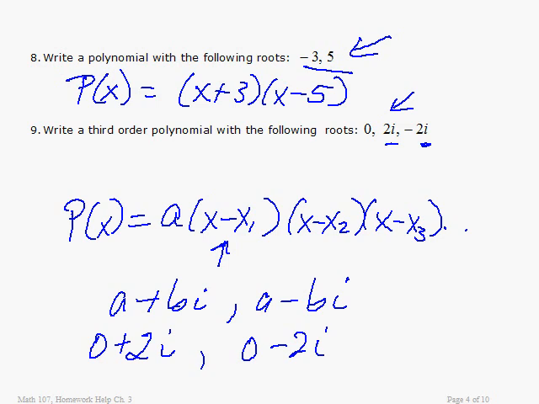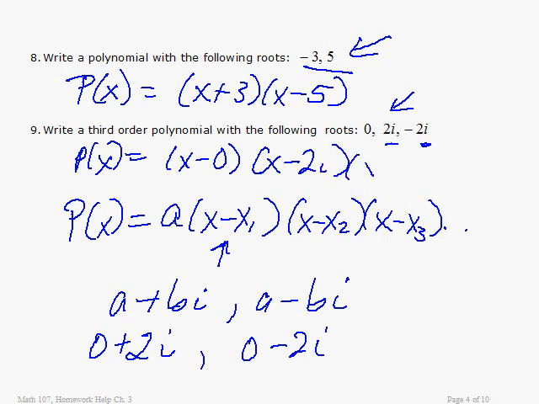So if one of the roots is 0, you can write it like that, x minus 0, but that will end up being x by itself. So x minus 2i, and the other is x plus 2i. And that gives you your polynomial. And of course, that first factor can just be written as x.